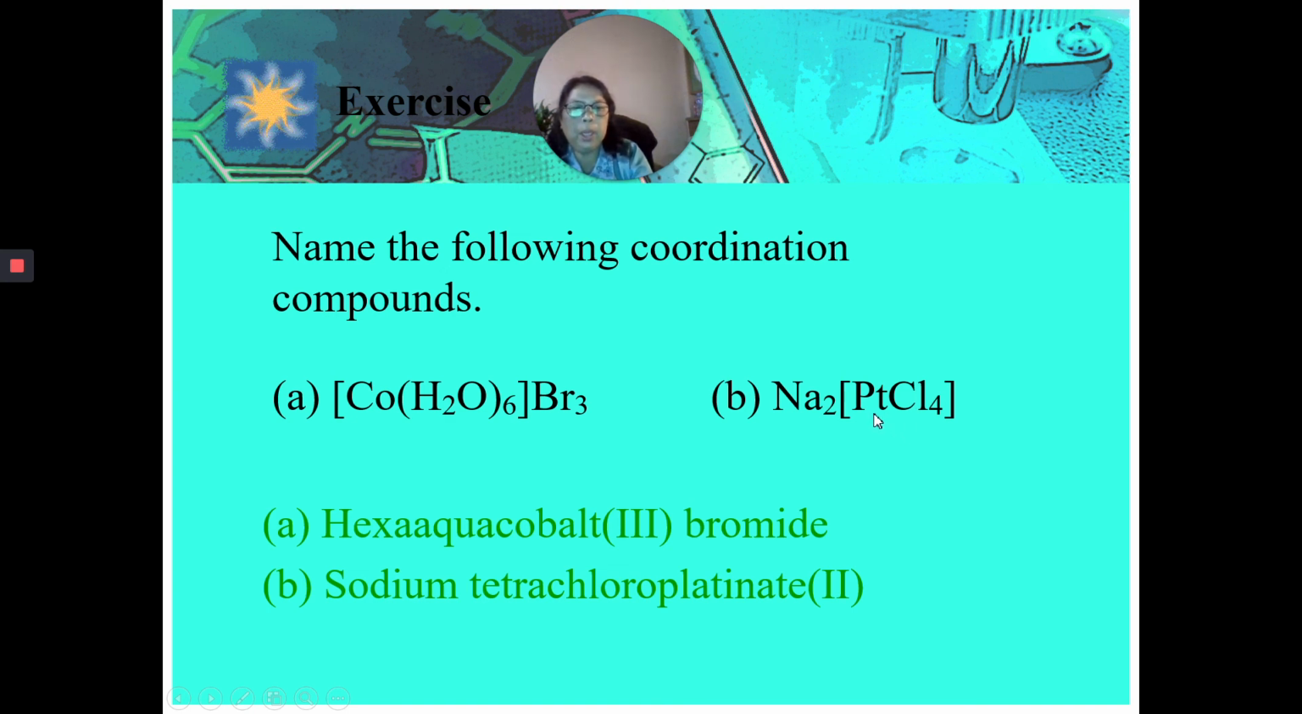Platinum is P. So alphabetically, this should come first. So you have the tetrachloro platinate. Do not include the di, tetra as a part of your arranging it alphabetically. It is the elements. It is the element that is involved. So not the prefix. Okay? I hope you can follow.